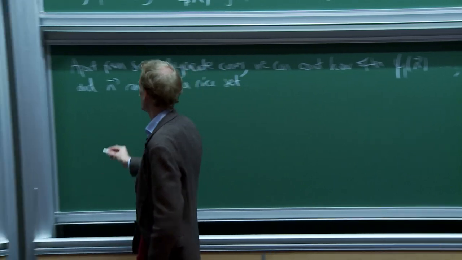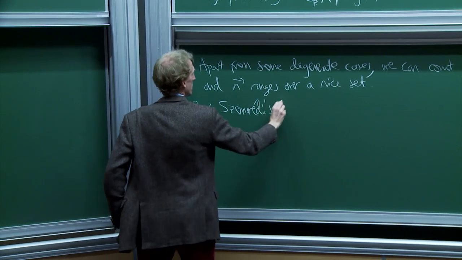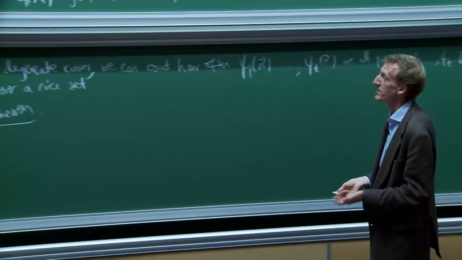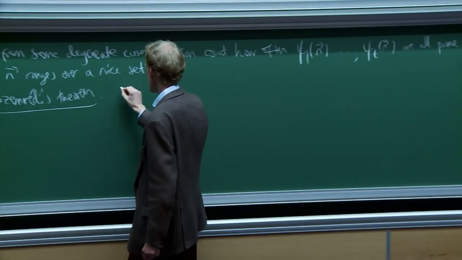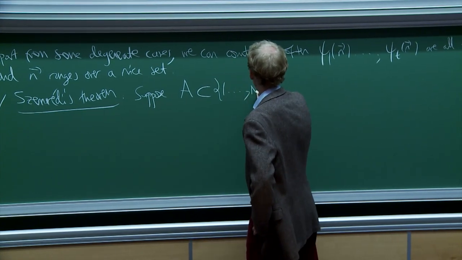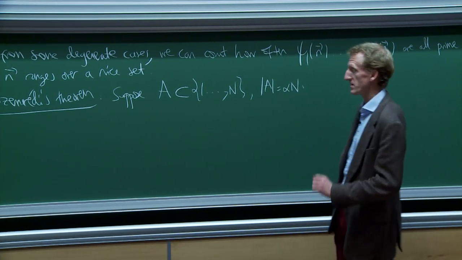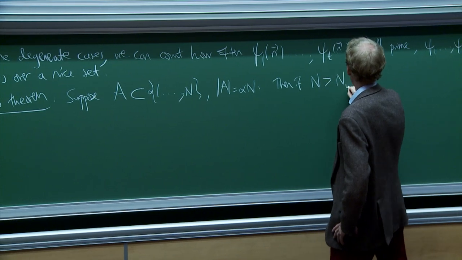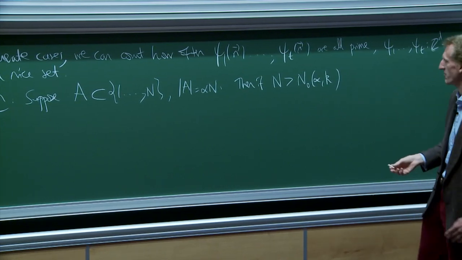And the other one is questions related to what's called Szemerédi's theorem. So Szemerédi's theorem is a very famous theorem about, not a specific set like the primes, but about an arbitrary set. So suppose that A is a subset of the first n integers, and suppose it has a certain size, alpha, then Szemerédi's theorem states that if n is big enough, in terms of alpha and k, then A will contain k distinct elements in arithmetic progression.